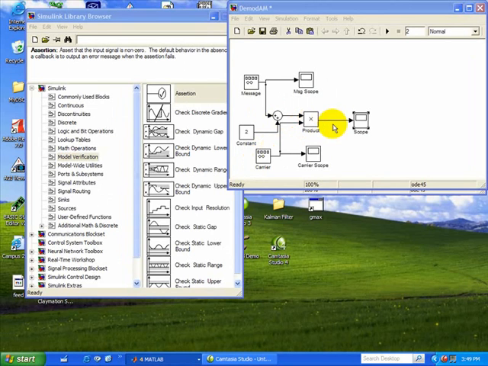And then at the output of this block we have a scope where we can see what the output of this product block is. We also have a scope showing the message, and a carrier scope to see what the output of the carrier looks like. Alright, so we'll run this demo.